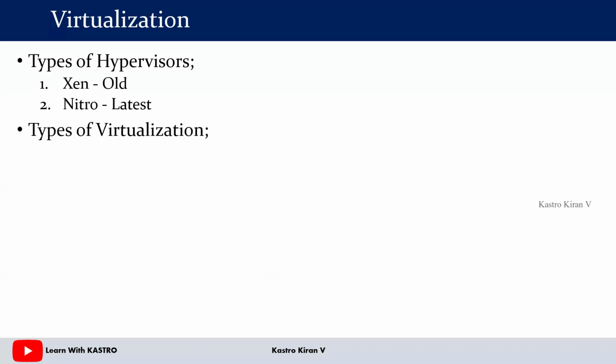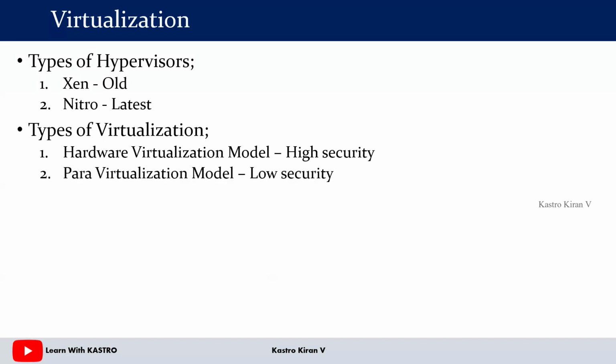And coming to the types of virtualization, as I was telling, we have two types of virtualization. The first one is type 1 and the second one is type 2 virtualization. But apart from that, we also have another two types of virtualization on a large scale. The first one is known as HVM, which is also known as hardware virtualization model. And the second one is known as PVM, which is also called as para virtualization model. So these are the two types of virtualization models that we have: hardware virtualization model and para virtualization model.